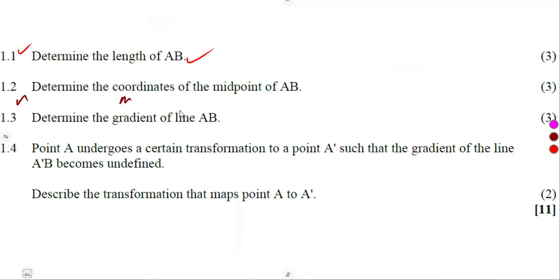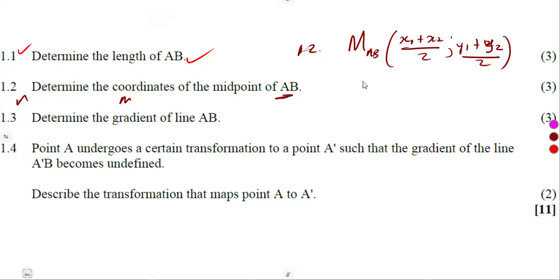Determine the midpoints, all right? The coordinates of the midpoint of AB, all right? From the point A that we had, if we are to consider the midpoint of AB, in this case, we simply have to add the x values together, x1 and x2 over 2, the y values together, just like this, y1 plus y2 over 2. So that's the midpoint of a given line.